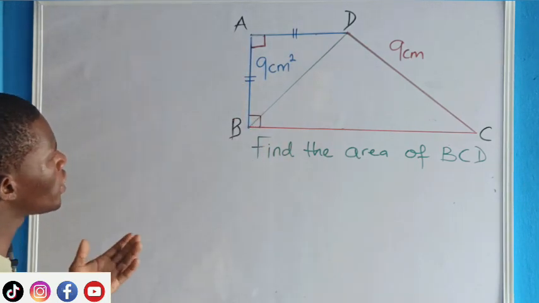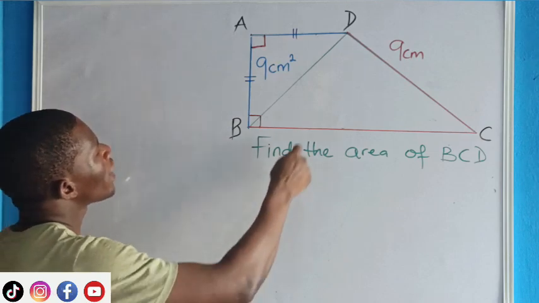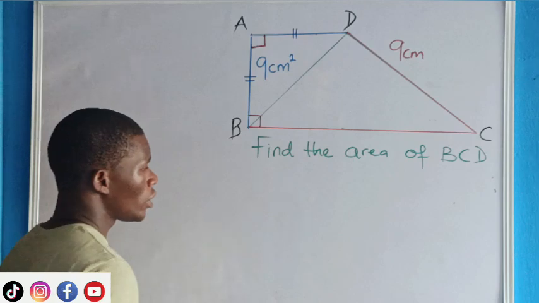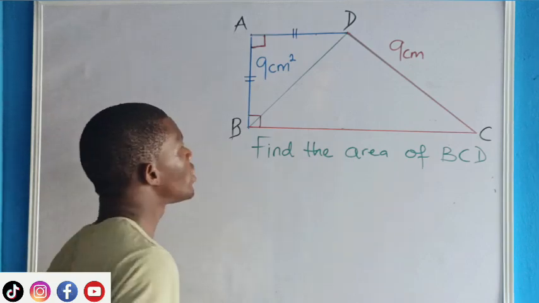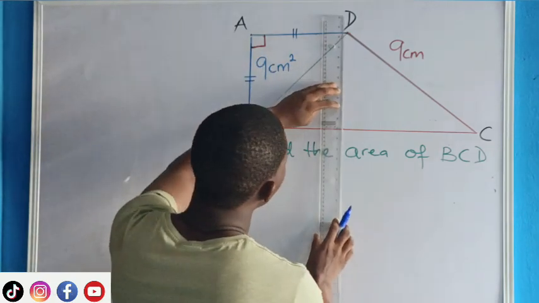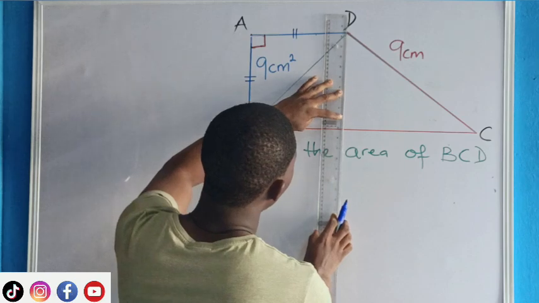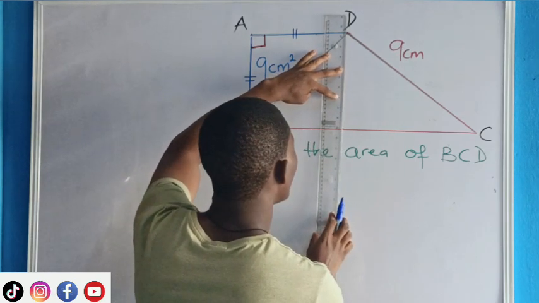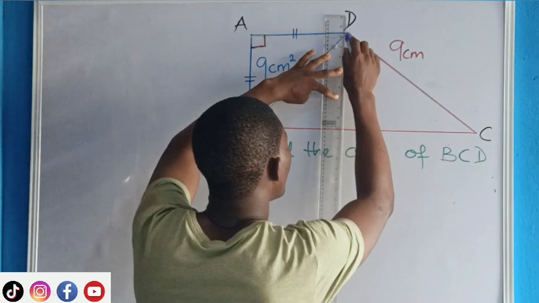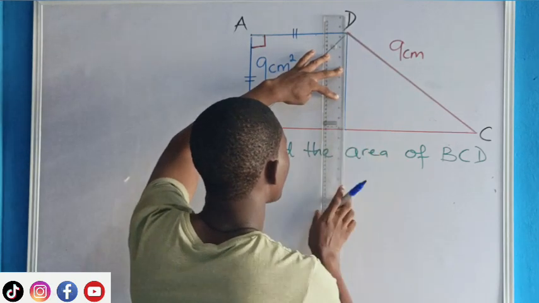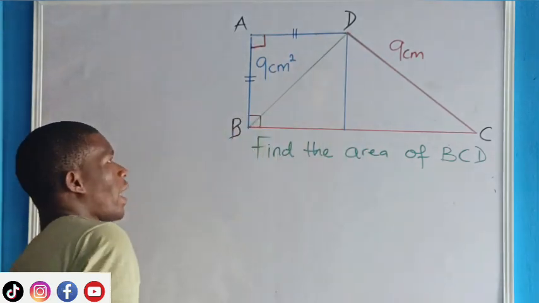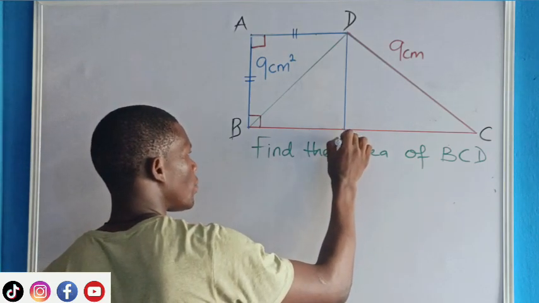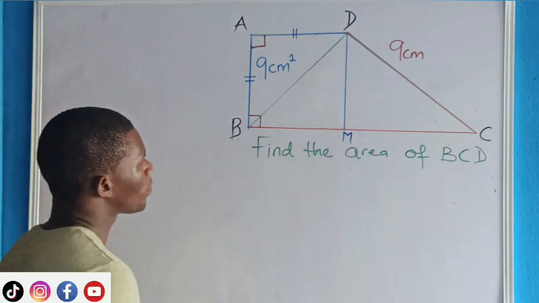To solve this, I'm going to draw a line from D to meet BC at a point, say M. So let me draw the straight line. I'm going to place my ruler here, and I hope it's straight enough. All right, so now I have this point to be point M.